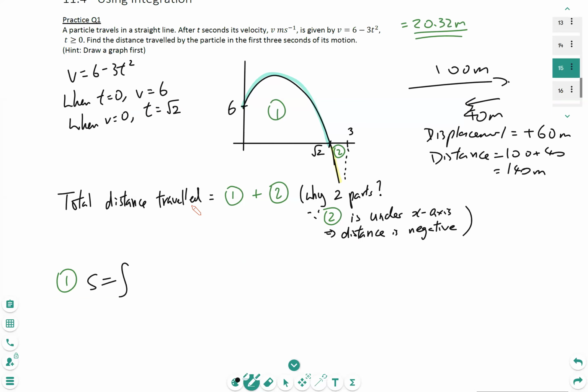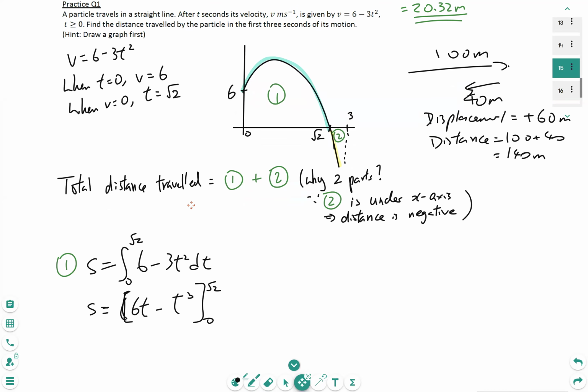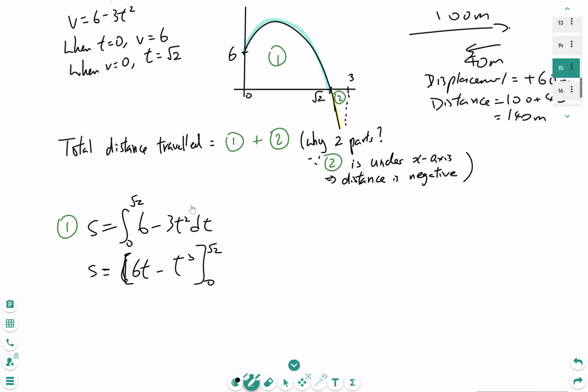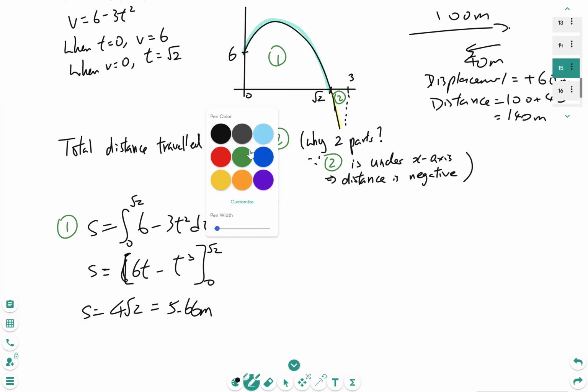So S equals the integral of 6 minus 3t squared dt, and actually it's from 0 to root 2. So S equals 6t minus t cubed. Now, we don't need a plus c in here because we are integrating with a range. So S equals, from 0 to root 2, put in a calculator, you get 4 root 2, which is the same as 5.66 meters.